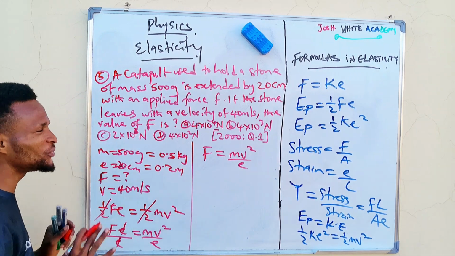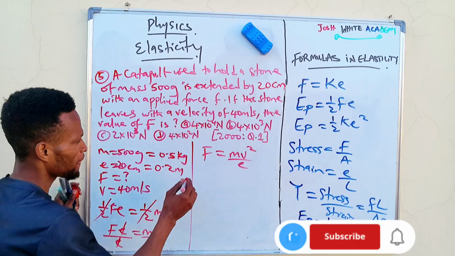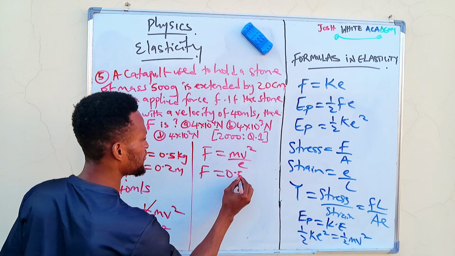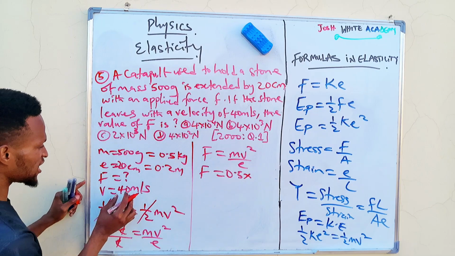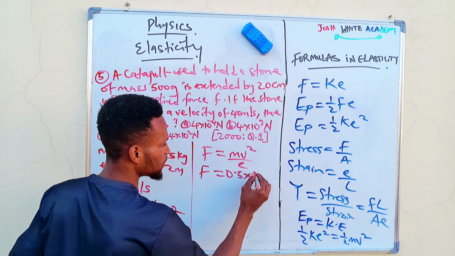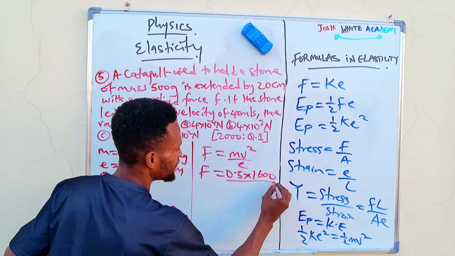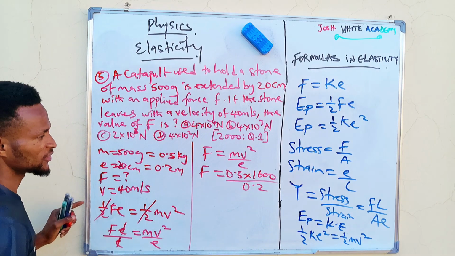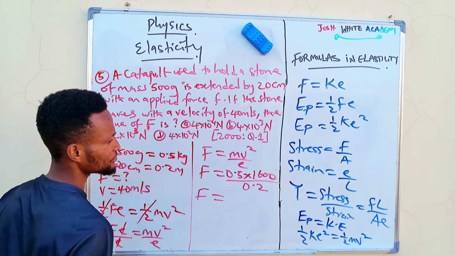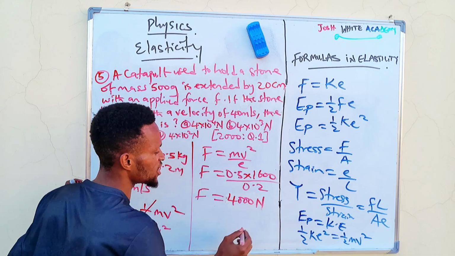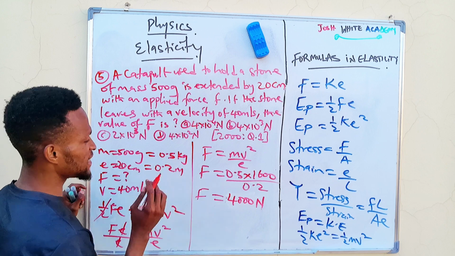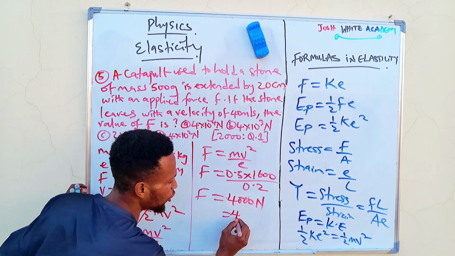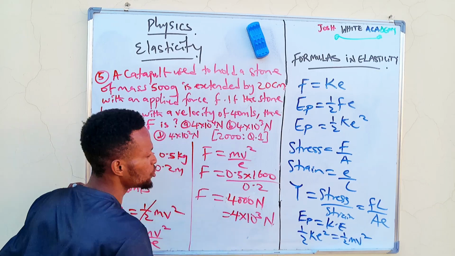Now let's substitute our data. So our mass is 0.5. Our velocity is 40 squared, that's 1600, divided by our extension, which is 0.2. So this will give us 4000 Newton. So our answer is left in standard form. 1, 2, 3. So that's 4 times 10 to the power of 3 Newton.